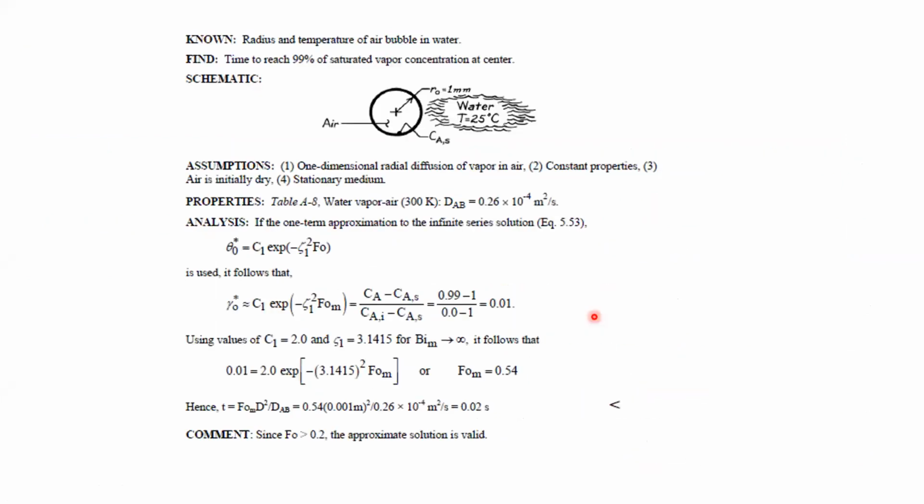So the question is the time taken to reach 99% of the saturated vapor concentration at the center. Whenever you are attempting these problems, I suggest you state all the assumptions you have taken and draw a schematic diagram. So air is coming, and the bubble has a radius of 1 mm and a concentration C_A,s. From the property table, we have determined the diffusion coefficient value.